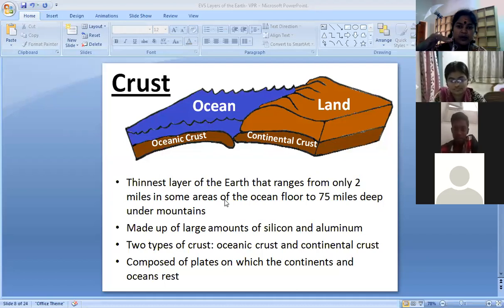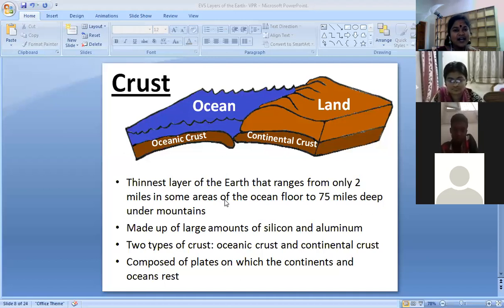The thinnest layer of the earth ranges from only 2 miles in some areas of the ocean floor. Okay, but it can penetrate into the mountains up to 75 miles. So from 2 miles to 75 miles is the range of the earth layer we could see. What a great wonder how God has created it.